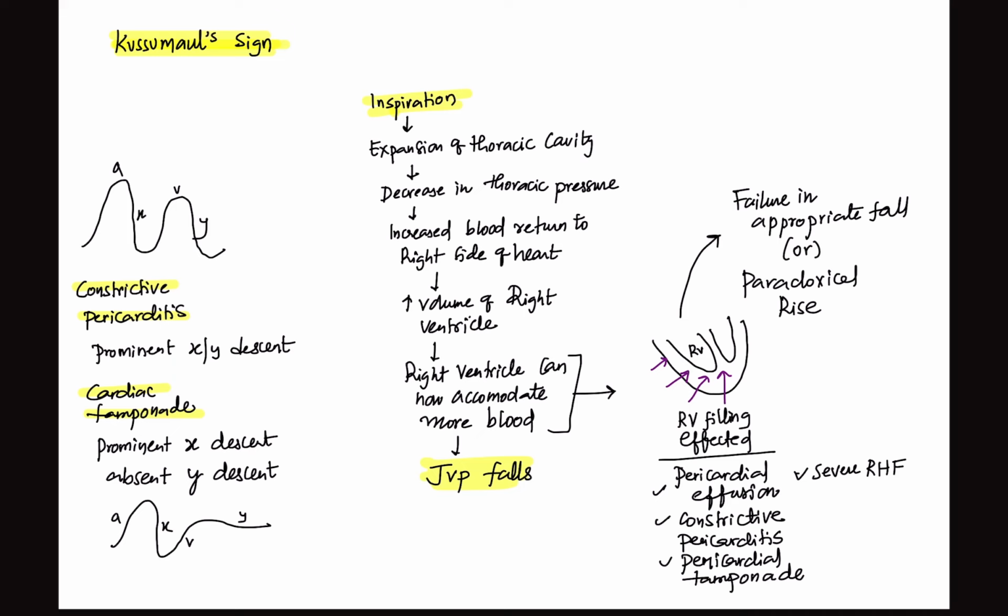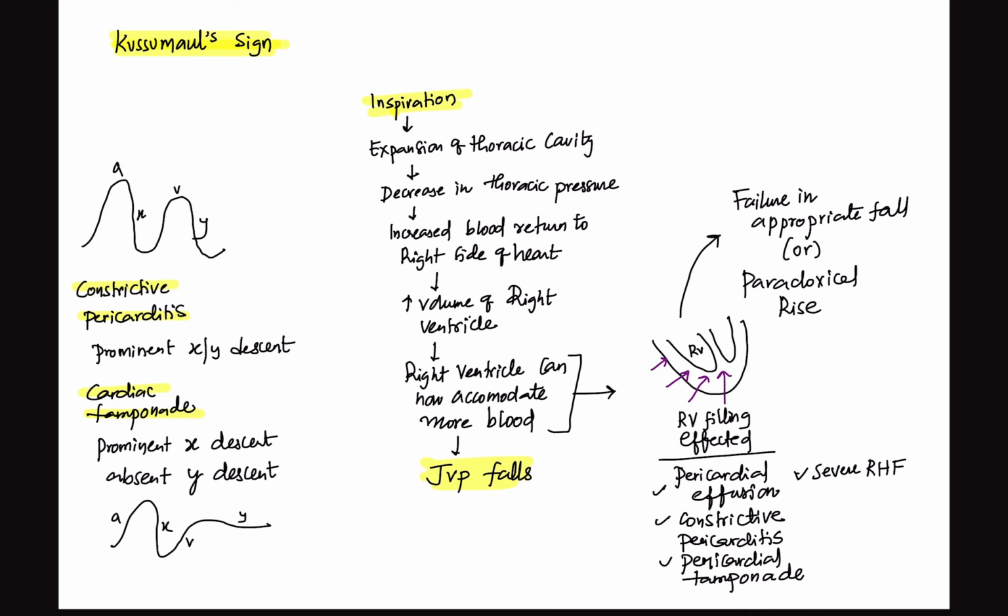When you see a JVP which is not falling or is rising during inspiration, then you have two conditions: one is constrictive pericarditis and the other is cardiac tamponade. See, cardiac tamponade is a severe condition.